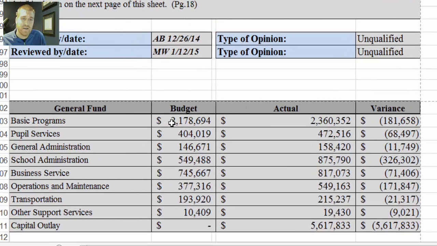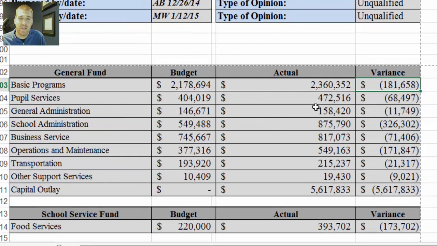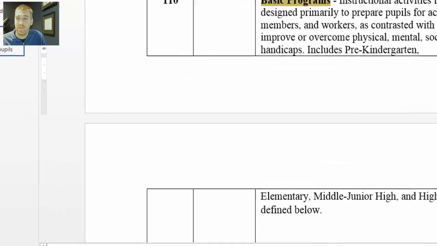And this shows that this is the budgeted amount, and this is the actual. So the actual is what was actually expended. And then the variance shows the difference between the two. So all of these line items were over expended than what was budgeted by the board. To show you how important that is, we're going to go back to the accounting manual. I got to go to page 104.